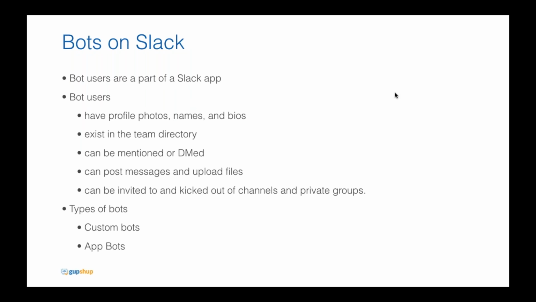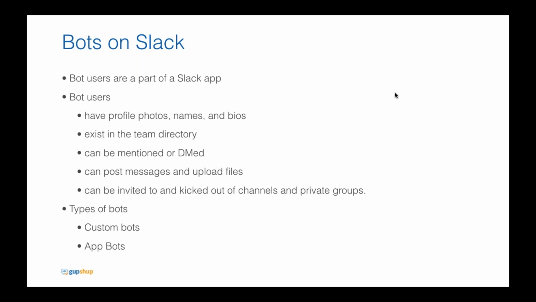Essentially, bot users are part of a Slack app. They look and feel like any other user on Slack. They have profile photos, names, bios. They exist in the team directory, which means you can mention them or direct message them. The bot can post messages, can upload files, and they can be added or kicked out of channels and private groups as well, similar to how you would react with any other user.